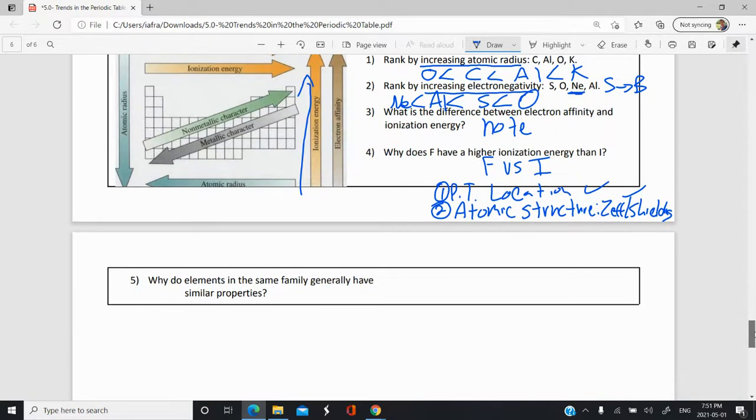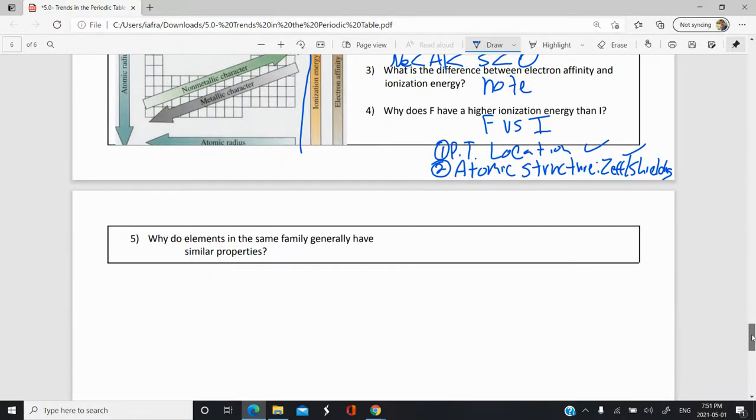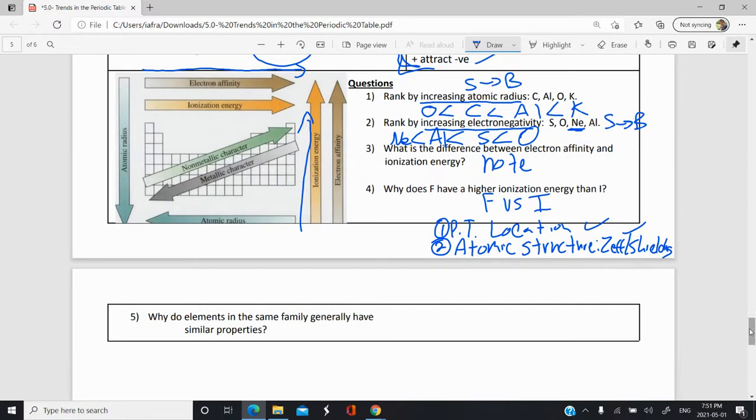And then why do elements in the same family have similar properties? Well, that you can look up in your notes as well. But remember, same family refers to a same column, and you can describe this in a variety of ways. But the general idea is, what do they all really have in common in that column? They have the same number of valence electrons, and that's primarily what dictates why they have similar properties in those groups.